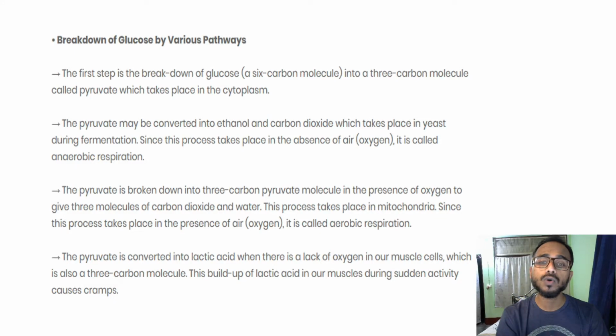But when it goes under aerobic respiration, you can see here, it gives 3 molecules of carbon dioxide and water. Understood? This process takes place in where? Mitochondria. Understood? The pyruvate is converted into lactic acid when there is a lack of oxygen in our muscle cells, which is also a 3 carbon molecule.